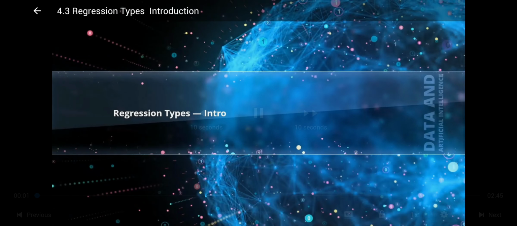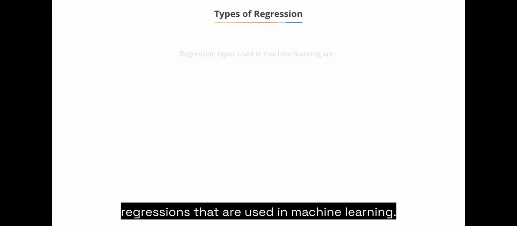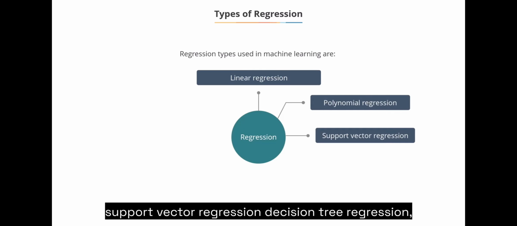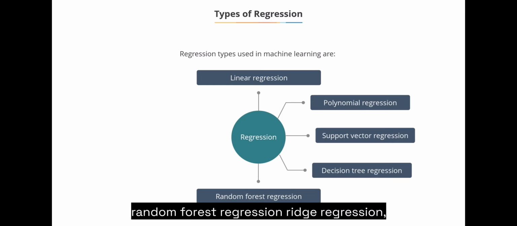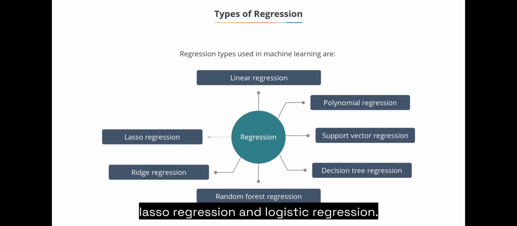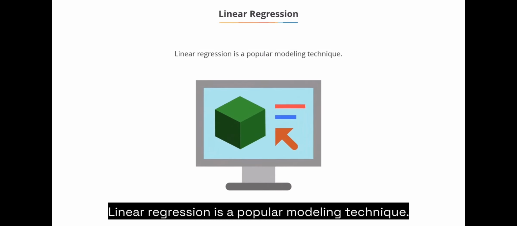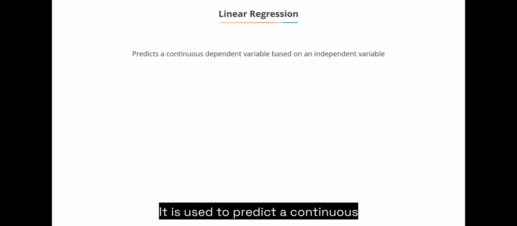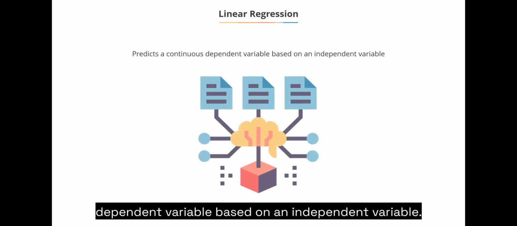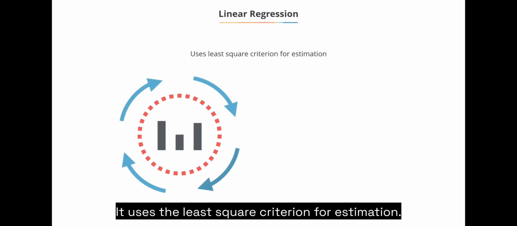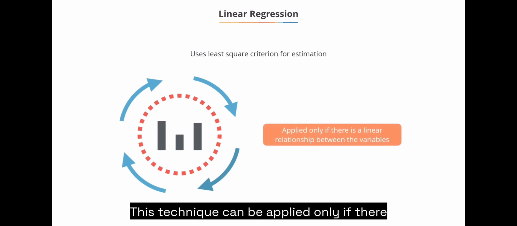Regression types, intro. Let's now discuss the various types of regressions that are used in machine learning. These are linear regression, polynomial regression, support vector regression, decision tree regression, random forest regression, ridge regression, lasso regression, and logistic regression. Linear regression is a popular modeling technique. It is used to predict a continuous dependent variable based on an independent variable. It uses the least square criterion for estimation. This technique can be applied only if there is a linear relationship between the variables.